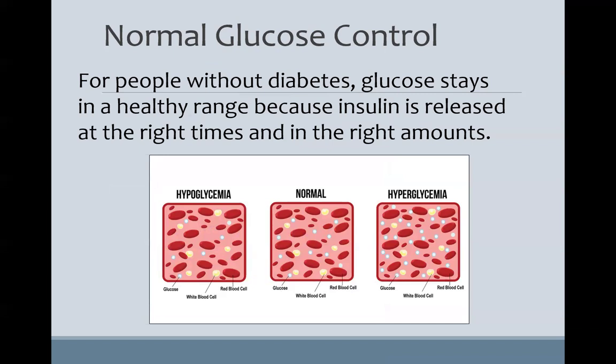That's our little animation. Now, normal glucose control for people without diabetes: glucose stays in a healthy range because insulin is released at the right time in the right amount. So they don't necessarily get hypoglycemic or hyperglycemic. Their body can regulate, and people usually eat in regulation, so they don't get these huge spikes and swings.